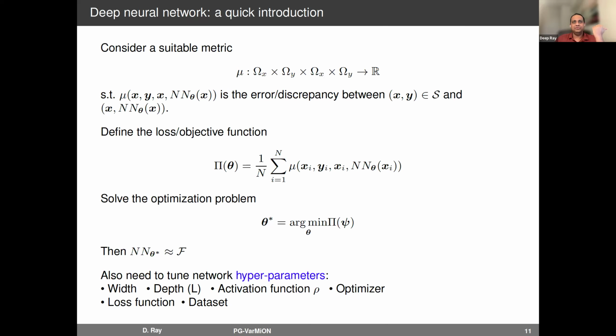Before I proceed to how I'm going to use this neural network, any specific questions on neural networks itself? Okay, seeing none, I move on.